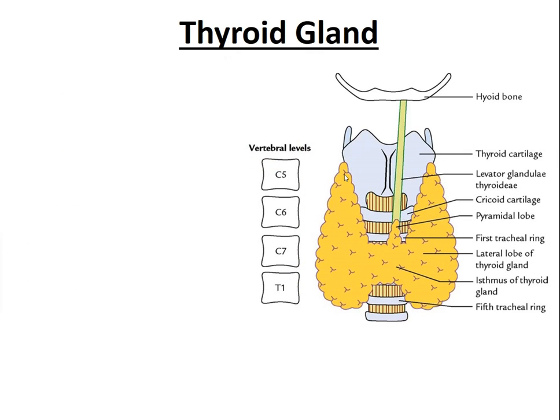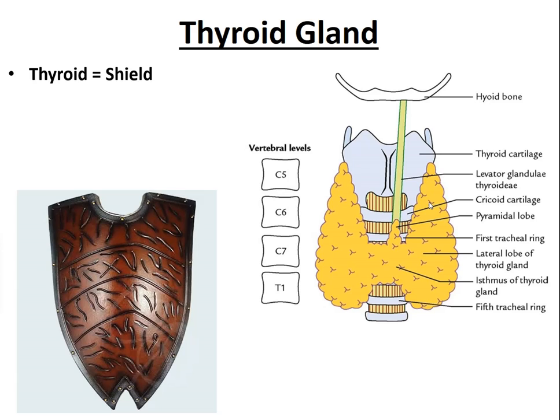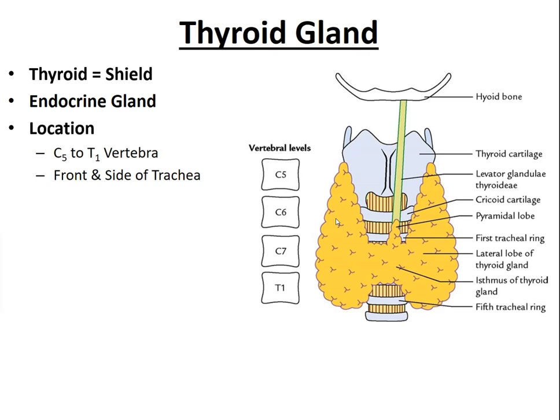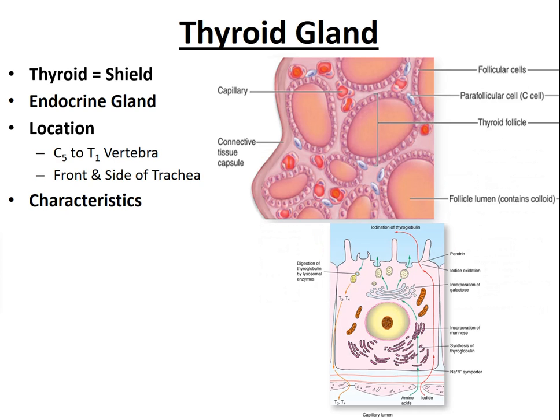So the word thyroid means a shield, and it acts as a shield to protect our trachea and esophagus. This is our endocrine gland located between the C5 to T1 vertebra, in front and on the side of the trachea. What are the characteristics? It is one of the glands which manufactures the hormones, and that hormone is stored within the lumen and it will be released only whenever it is required.